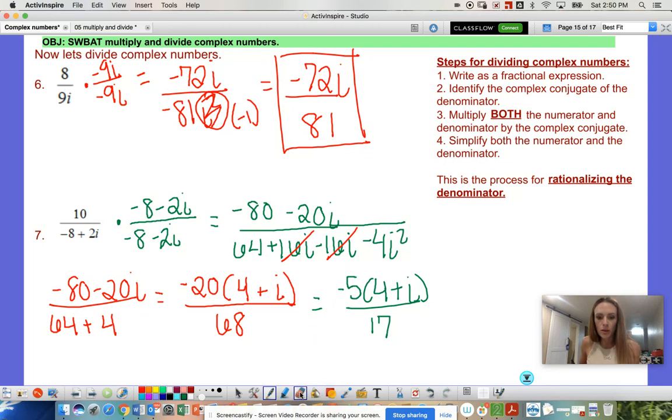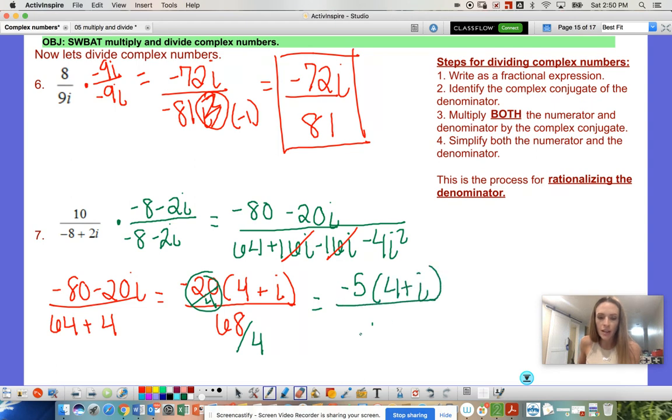This is wrong. So I need to rewrite it. Okay, so if I want to divide this piece here by 4 and divide this piece here by 4, that would be simplifying that fraction. So then I would have -5 and then 4 plus i, and then I would have my 17 on the bottom. Okay, so just simplifying that, which we can do because we have multiplication.